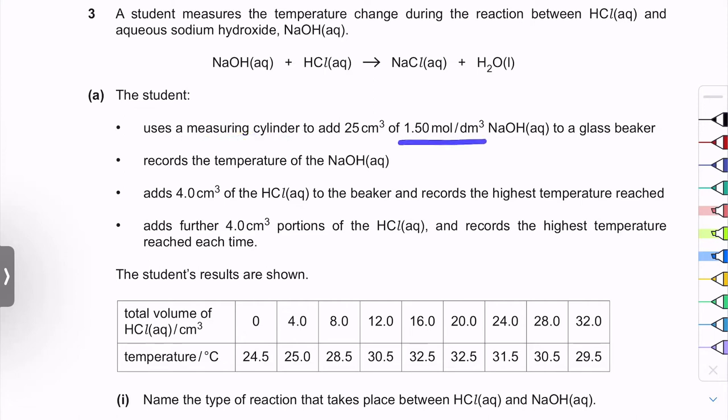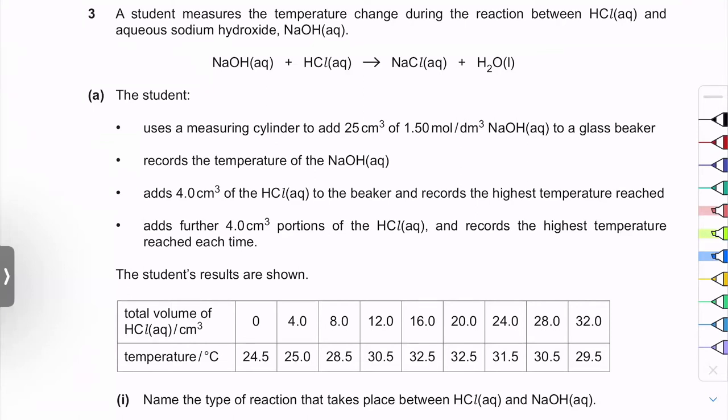To 1.5 mole per dm cube to a glass beaker, okay, records the temperature of NaOH. Why is he doing that? What is this temperature going to, how is it going to help him? Say initial temperature. Initial temperature, exactly. The starting point. Adds 4 cm cube of HCl.